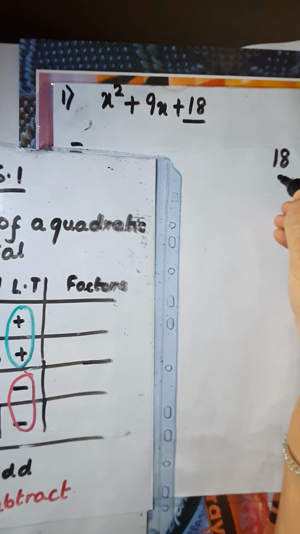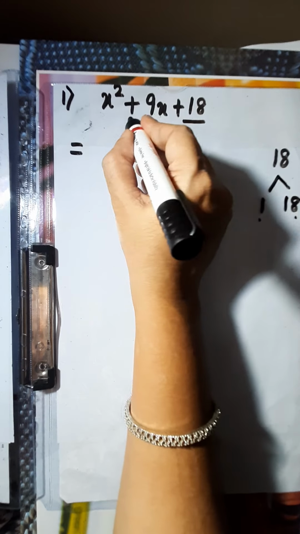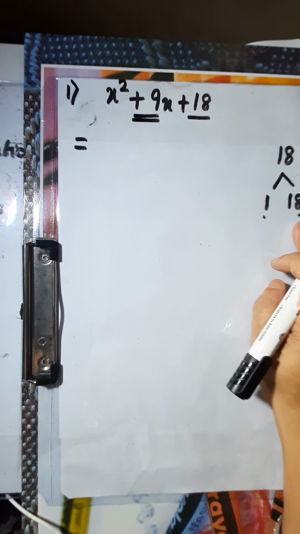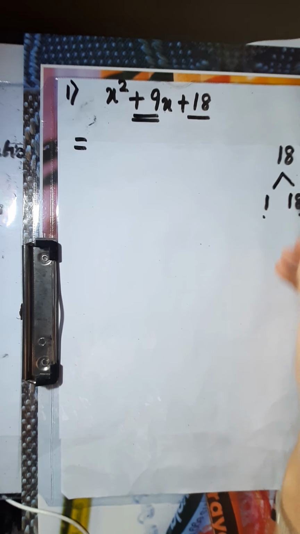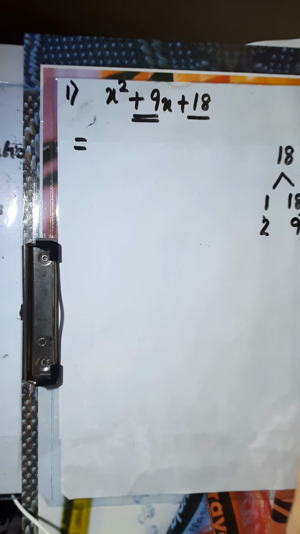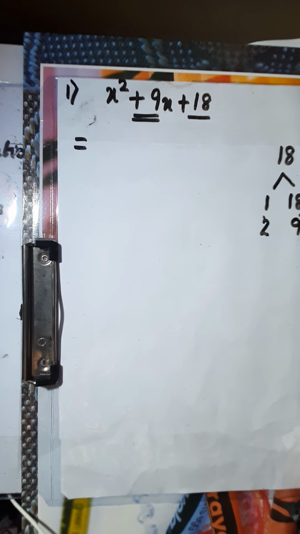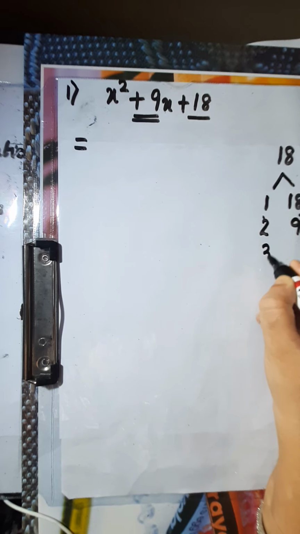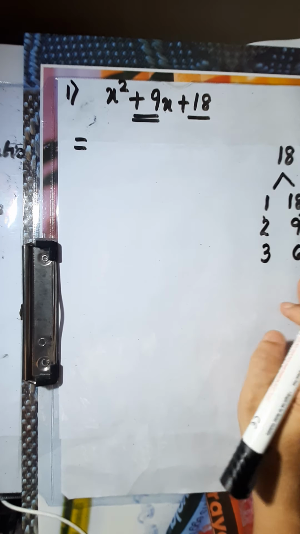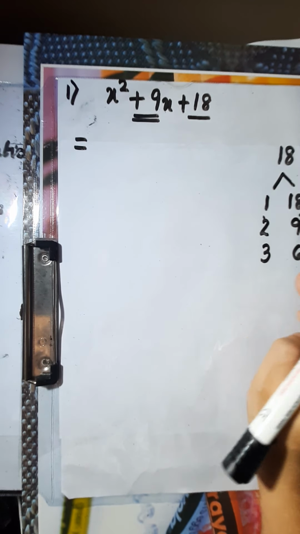Right? What is the meaning of factors? My 18, I can say it is 1 18s. Now when I add 1 plus 18, am I getting 9? I have to get 9. 1 plus 18 is 19. I will not get 9. Then I will say the next table. 2 9s are 18. 2 plus 9. Am I getting 9? No. Then 3 6 are 18. Add 3 plus 6. Am I getting 9? Yes, I am getting 9. So my factors are 3 and 6.